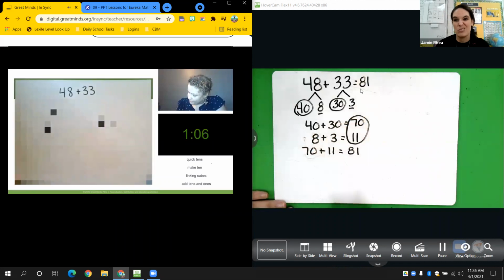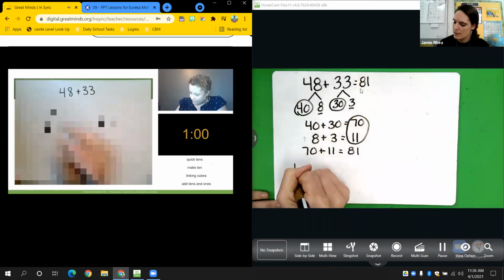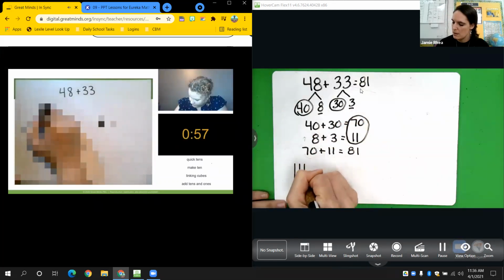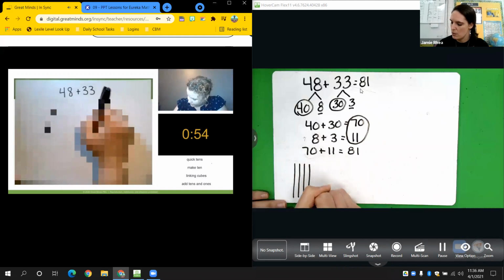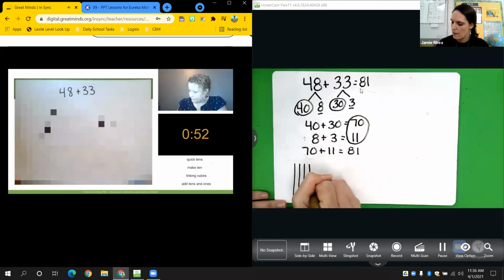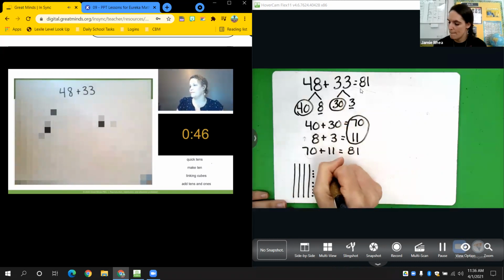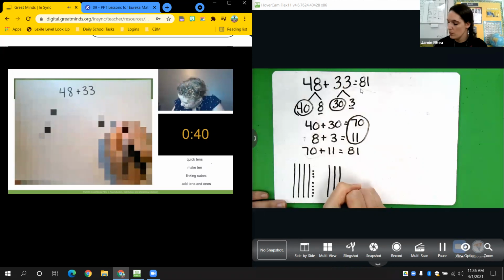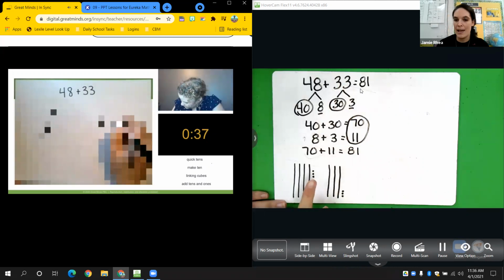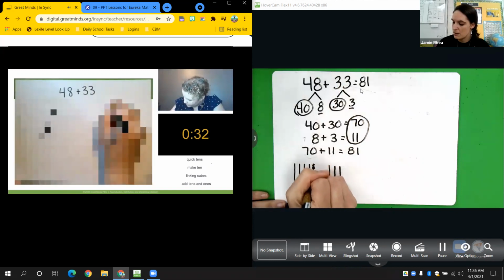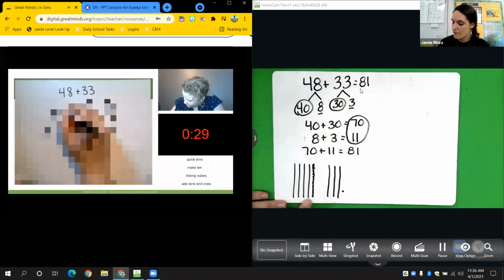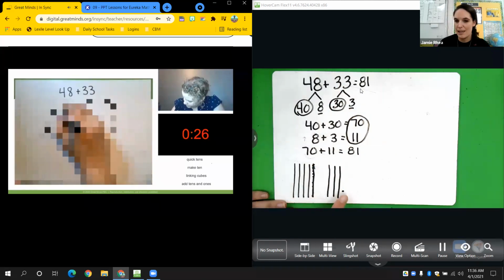I could also use quick tens and ones. Since we have some time, I'm going to do that. I'm going to do 4 tens and 8 ones. 1, 2, 3, 4, 5, 6, 7, 8. Then I'm going to draw 3 tens and 3 ones. 1, 2, 3. Now I know if I have 2 more ones, I can make another 10. So now I have 5, 6, 7, 8 tens and 1 one.